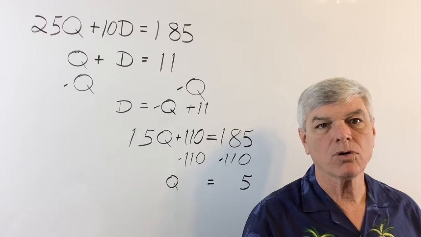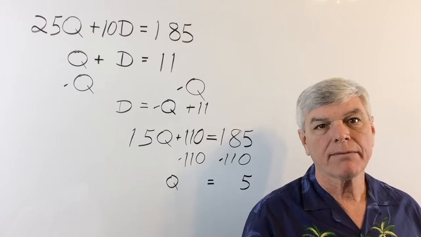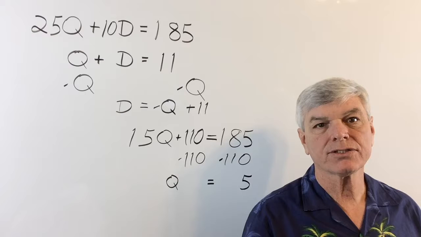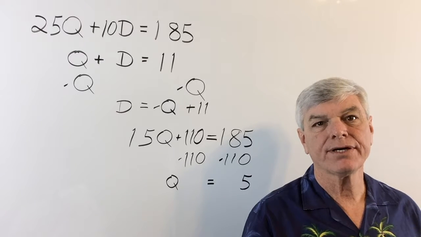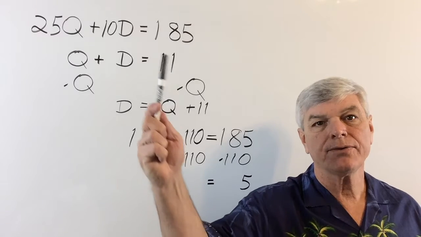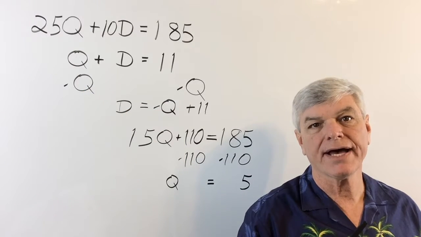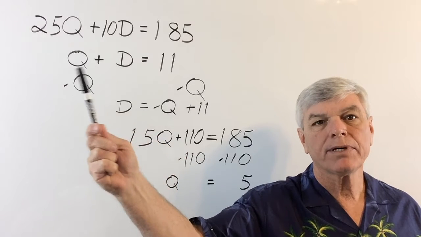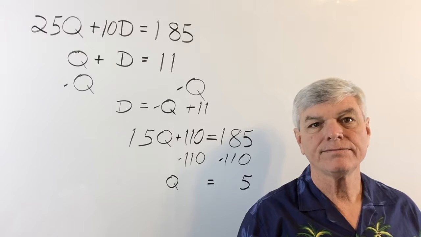We have 5 quarters. So if we have 5 quarters, how many dimes do we have? We can insert that Q, that is the value for Q, into the first equation. That's a pretty complicated equation. Let's avoid that. Or we can put it in here. Let's use the second equation.